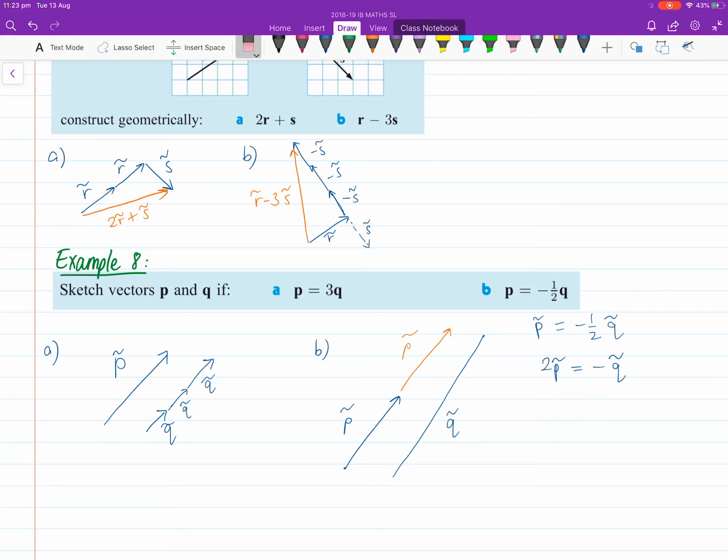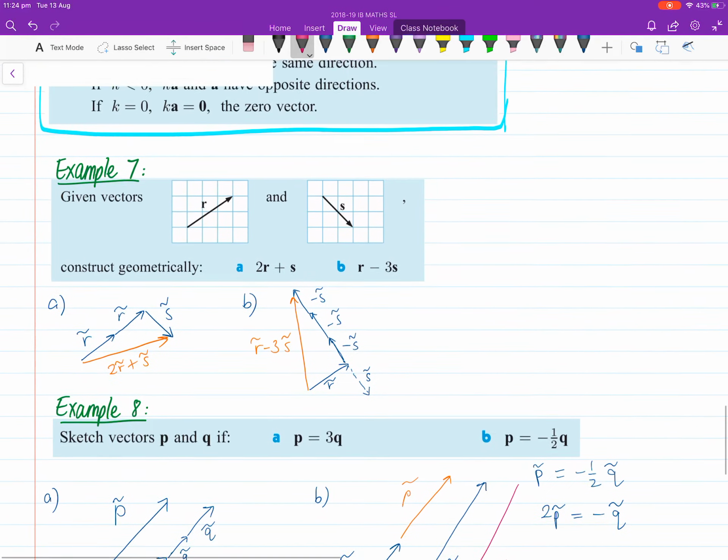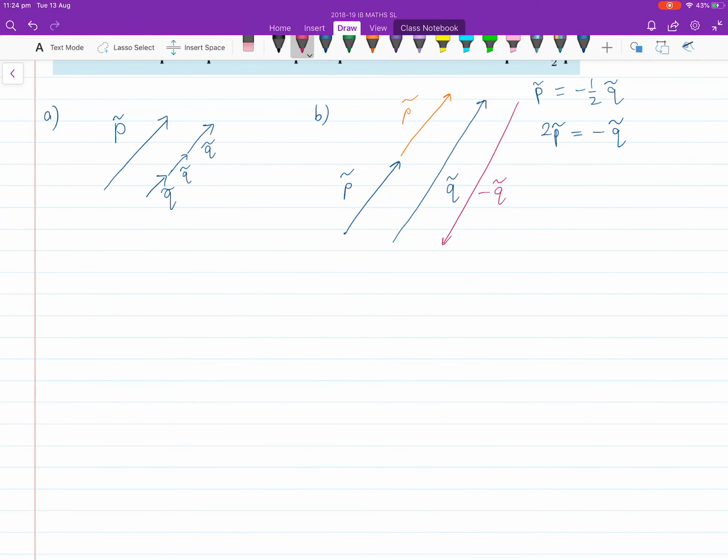If I draw it the other way, so if I do Q that way, that means negative Q is this way, isn't it? Yeah, so 2P is equal to negative Q. There we go. Does that make sense? So I think it's just making sure that you understand direction and magnitude. So for that one, please have a go at the exercises. I'm pretty sure that's both of them covered.